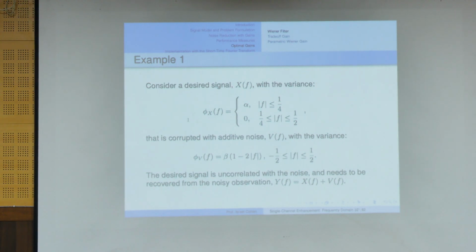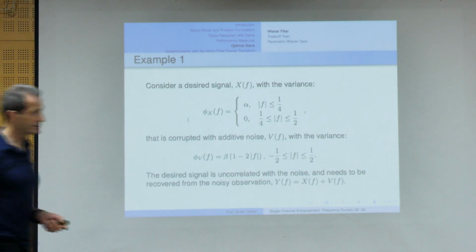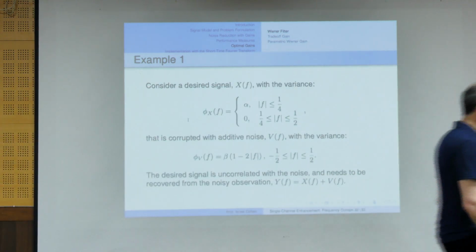So suppose that we have this kind of signal. This is the variance of the signal in the Fourier transform domain, which means that this is actually the spectrum of the signal. Suppose that the spectrum of the signal is constant for frequencies smaller than a quarter, and then 0 otherwise. So it looks like this.